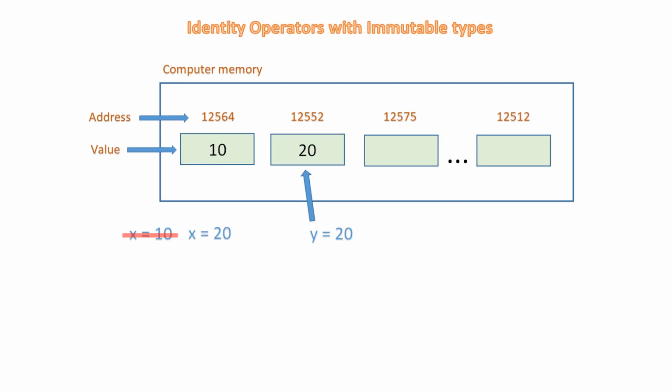Now let's change the value of x to 20. So value of x and y are same. In Python, when both values are same, then they refer to the same memory address. Now the value 10 stored in the memory location 12564 is not referenced by any variable, so it becomes orphan. This orphan value will be cleaned up by the Python garbage collector. So now when we use comparison operator x double equals y, the output is true, and identity operator x is y, the output is true because values of both x and y are same and the memory address of both x and y are also same.